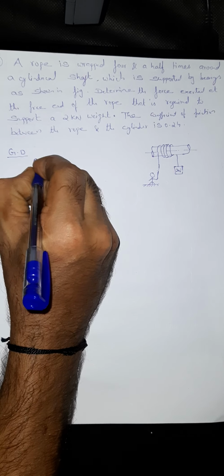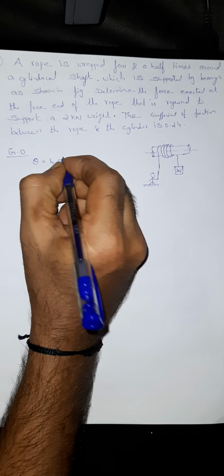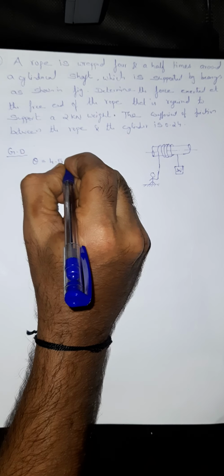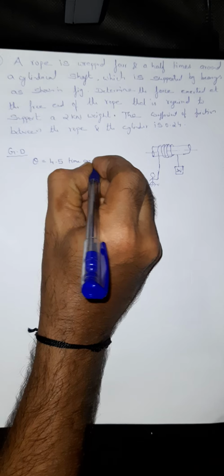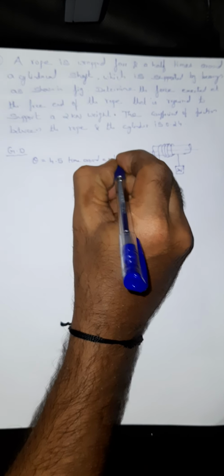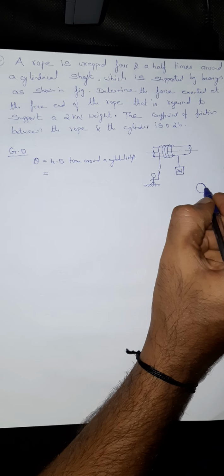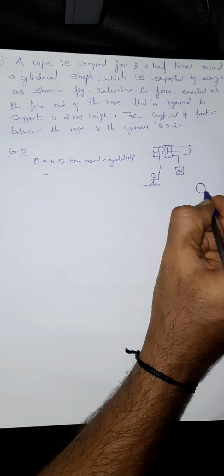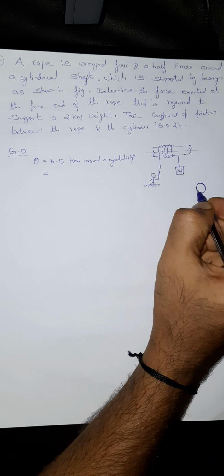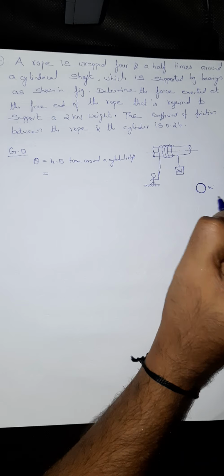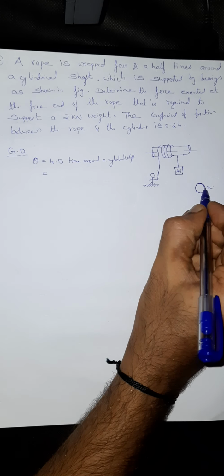So theta equals 4.5 times around the cylindrical shaft. This is one full turn, isn't it? So to complete one full turn, how many degrees are required? Suppose this is zero, you start here and end here. So this should be 360 degrees, right? If one full turn is 360, then what about the 4.5?